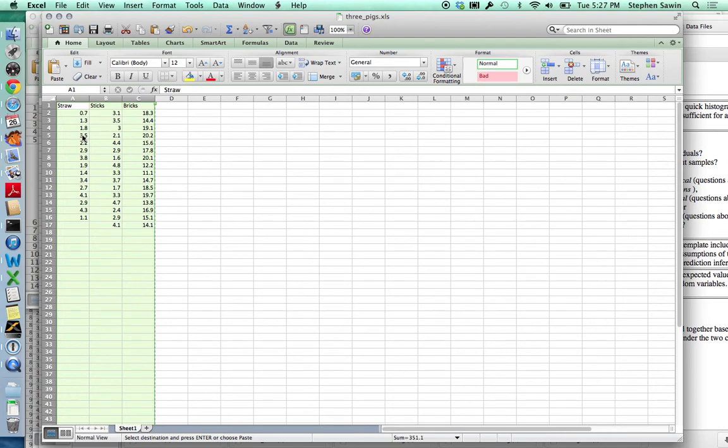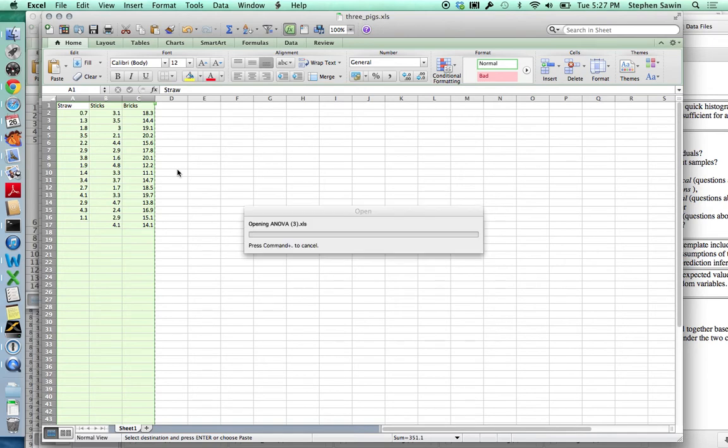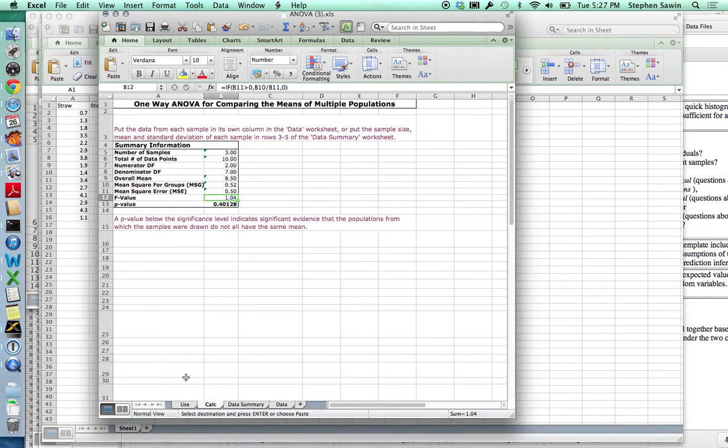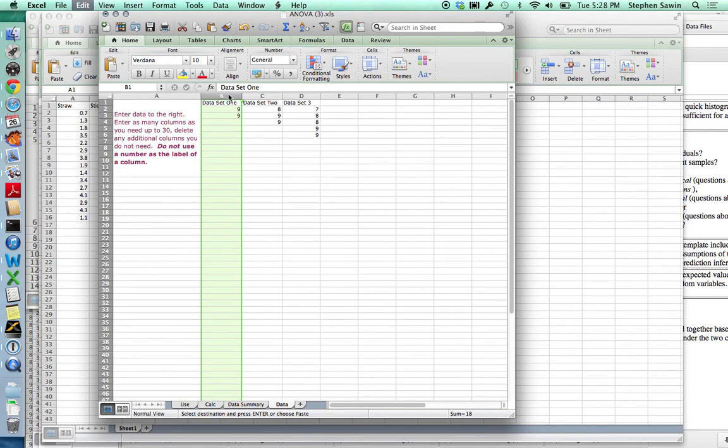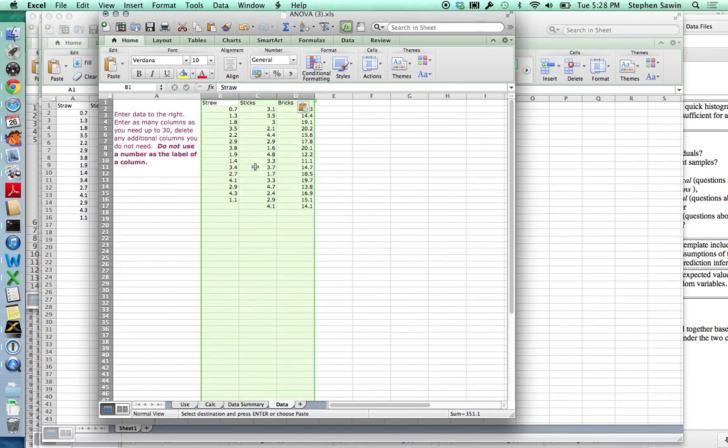We'll open up the ANOVA template, which will take a little bit of time. It has a data tab, a data summary tab, a calc tab, and a use tab. Here's the data tab, and as you can see, it's already got 3 data sets in here. It's got a little bit of instructions here, and it says don't use a number as a label of the column. We've seen that before, that can create problems. So we put our 3 columns of data in here.